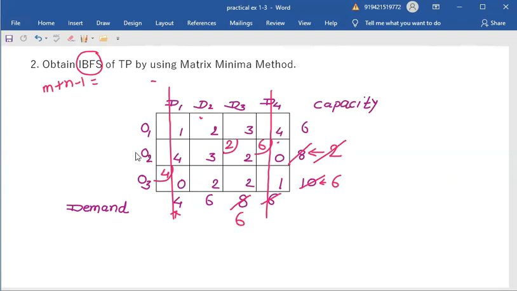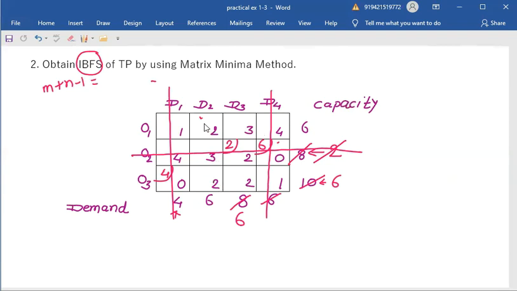So we cross this second row now, because supply is exhausted at the second factory. Now the remaining transportation table is this. These are the two cells with transportation cost 2, 3, 2, 2. Now again examine the cost matrix and select the cell with lowest cost.